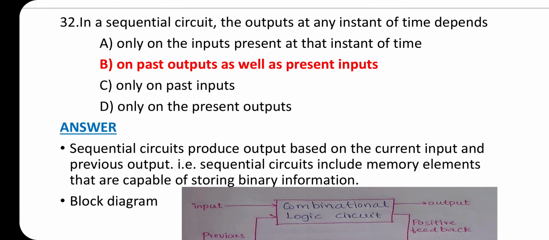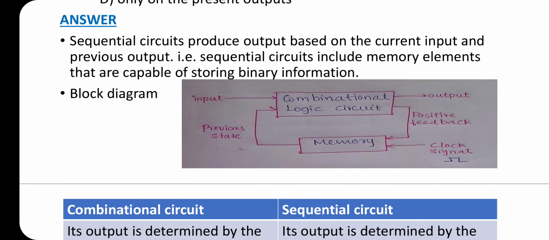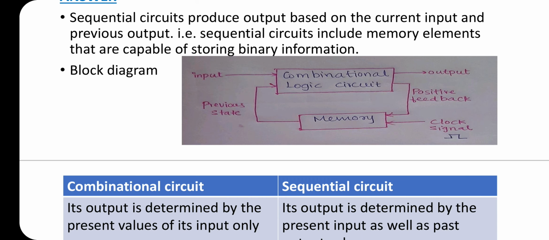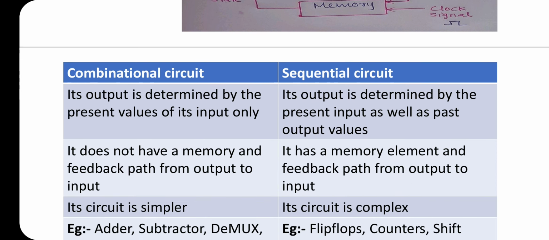In a sequential circuit, the outputs at any instant of time depend on, answer is option B, past output as well as present input. Sequential circuits produce output based on the current input and previous output. That is, sequential circuits include memory elements that are capable of storing binary information. This is the block diagram. A sequential circuit is a combinational circuit with a memory element.